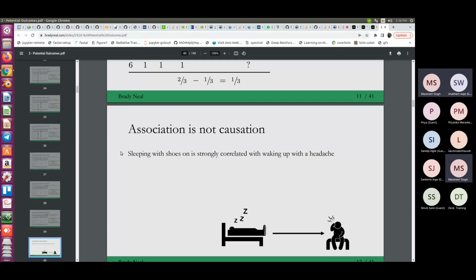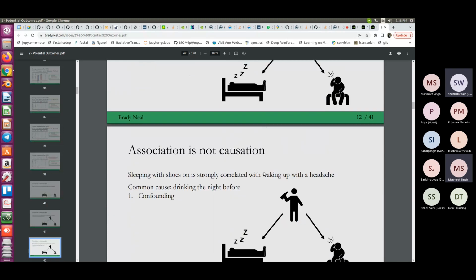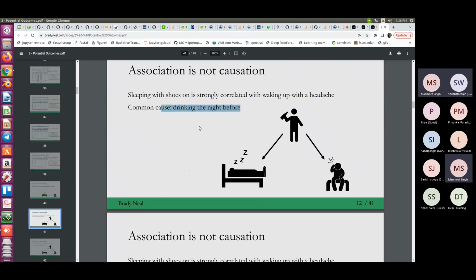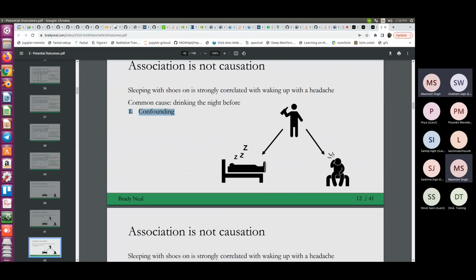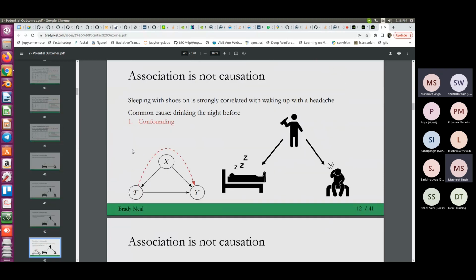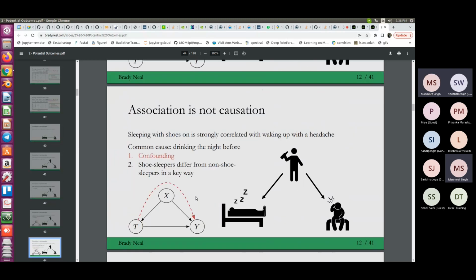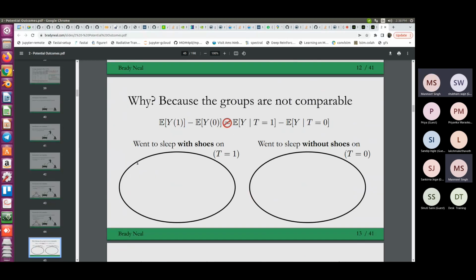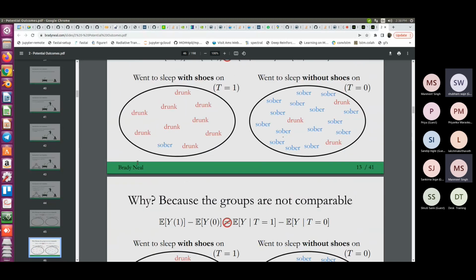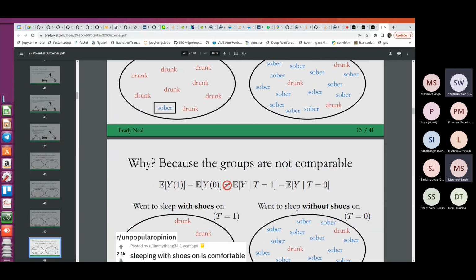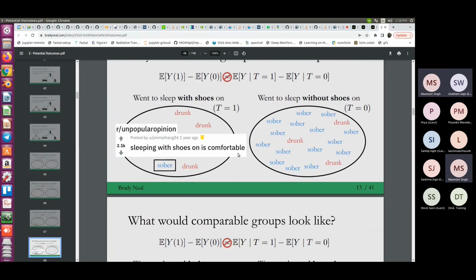And we have already seen that association is not causation, and we have discussed the example of sleeping with the shoes on and getting up with a headache. Okay, so the common cause might be drinking the night before. And what is confounding? The confounder is the common cause, so this is the confounding relationship, for example, the red one. So sleeping with shoes is uncomfortable.